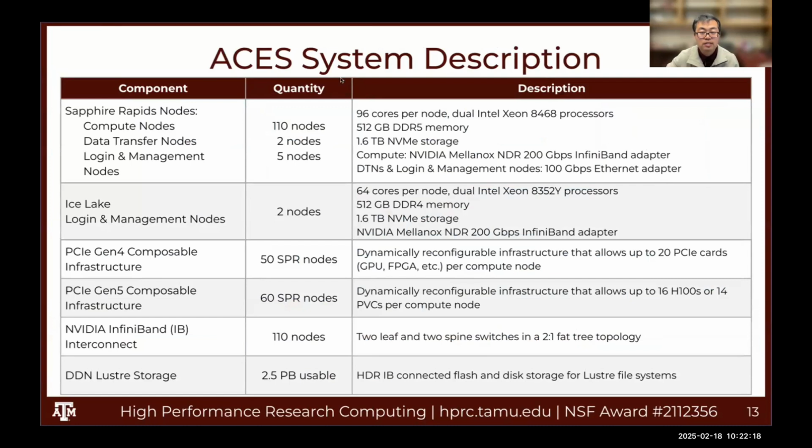So here is the ACES system description. We have Sapphire Rapids nodes, 110 compute nodes. And also we have some Ice Lake logging and management nodes. These are the numbers of nodes: 16 nodes on PCIe Gen 5 composable fabrics, and 110 nodes using the NVIDIA InfiniBand interconnect. And 2.5 petabyte storage.